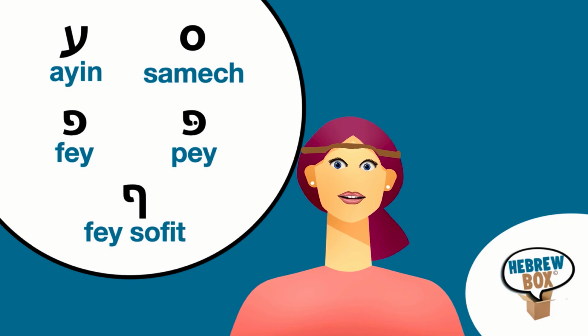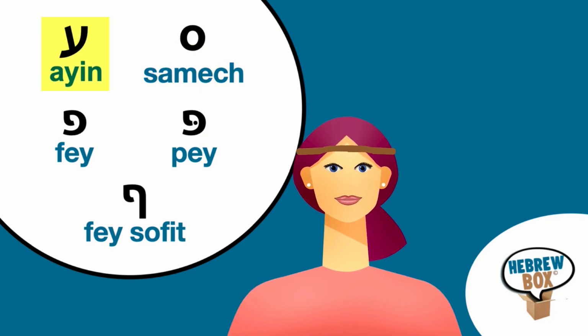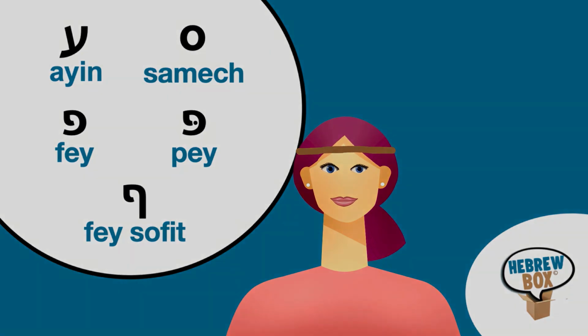So, please remember samech, ayin, pe, fe, and the sofit form, fe sofit. See you in the next video for more letters.